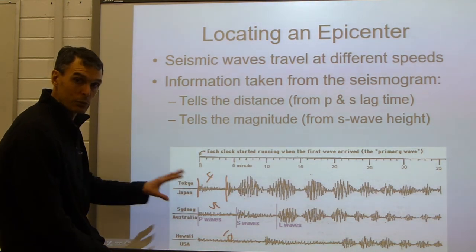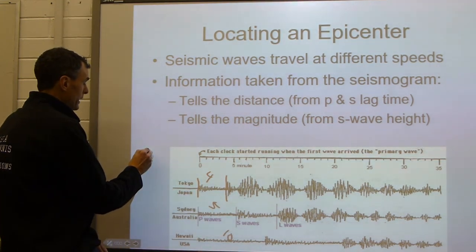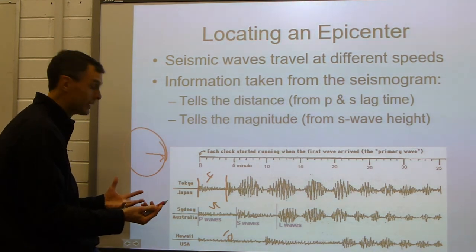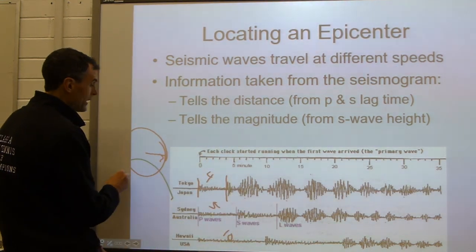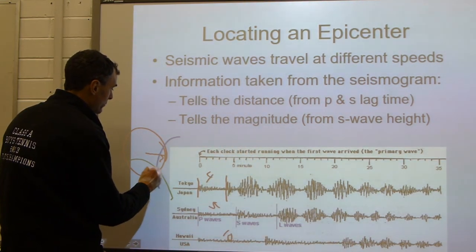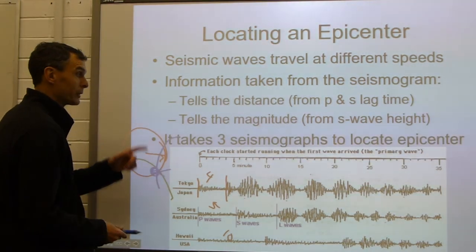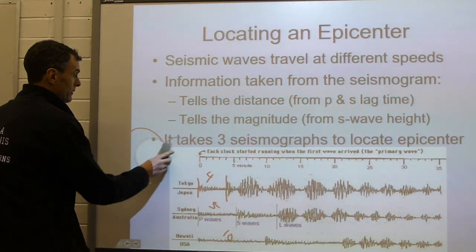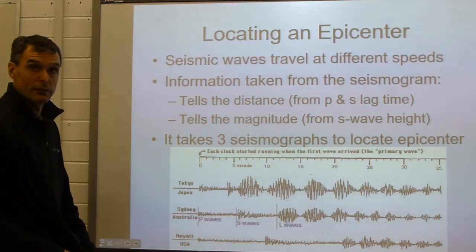Now we can't locate it with just one, because if we locate it with just one, then basically what we're doing is we're saying, okay, this one happened a certain distance away from this place and somewhere on the circle, but we don't know exactly where. And so in order to locate that, we actually need 3 different seismograph stations, and we need to draw a circle from each one, and we need to look, oh, well, where do they intersect? They intersect right here, so this is where the epicenter is. And so it takes three seismographs to figure out where the epicenter of an earthquake is. Again, pause this if you need to write these down.